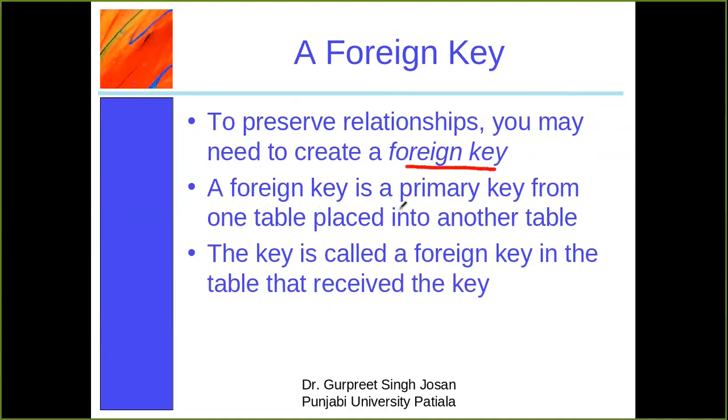A foreign key is a primary key from one table that is placed into another table. So a key is called a foreign key in the table that received the key. It is a primary key in the one table, but when added into another table, in the other table it is called a foreign key.